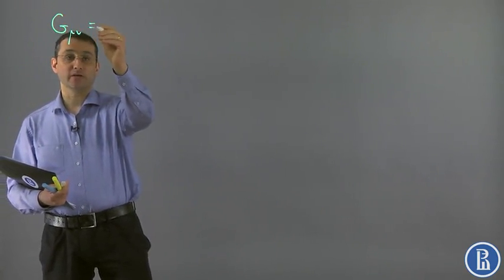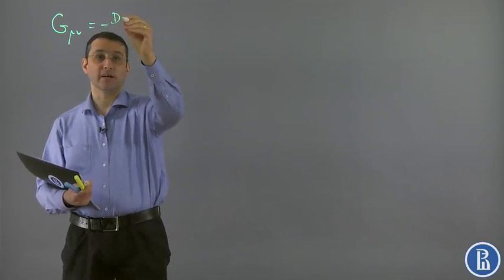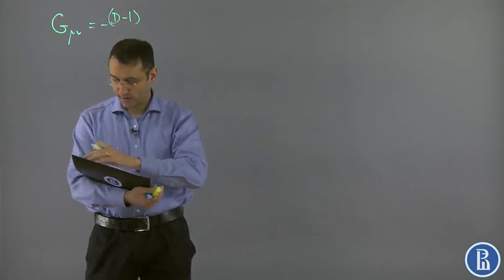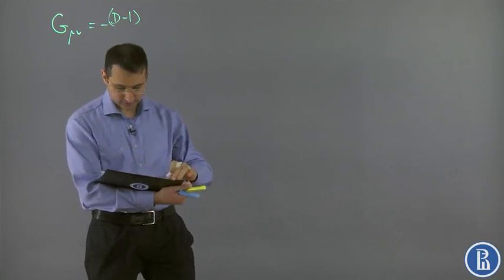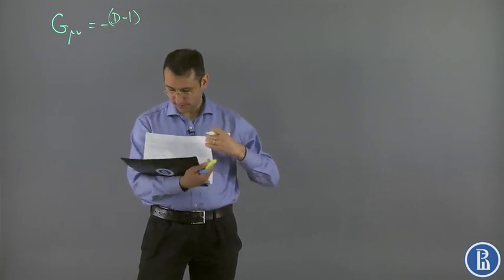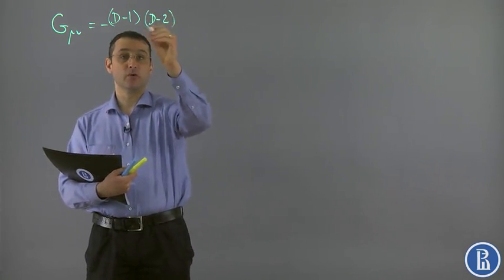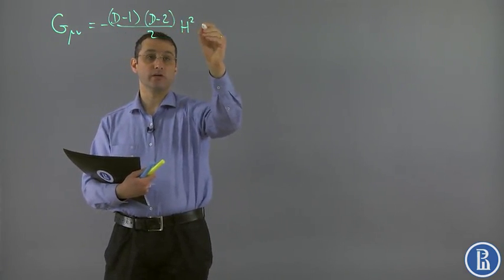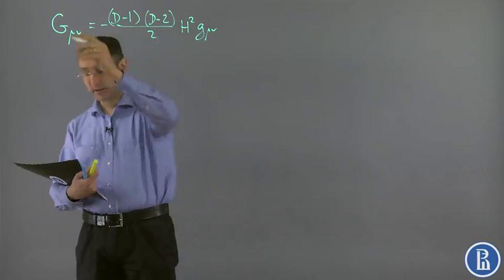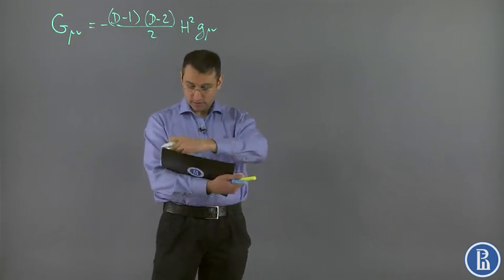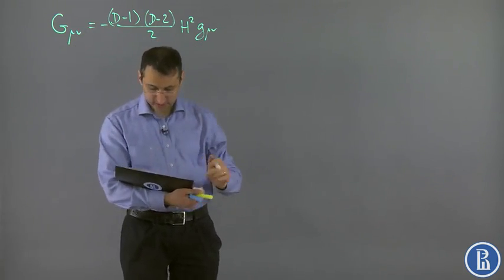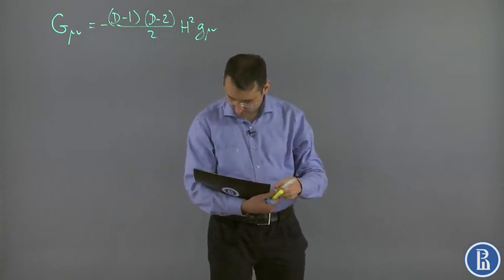The rest of the lecture is dedicated to the anti-de Sitter spacetime, which is a solution of the Einstein equations with the minus sign, d minus 1. I remind you that it solves this equation, d minus 1 times d minus 2 over 2h squared g mu nu. Well, this is a metric tensor, this is an Einstein tensor. So it solves with the minus sign, so it's a space with constant negative curvature.